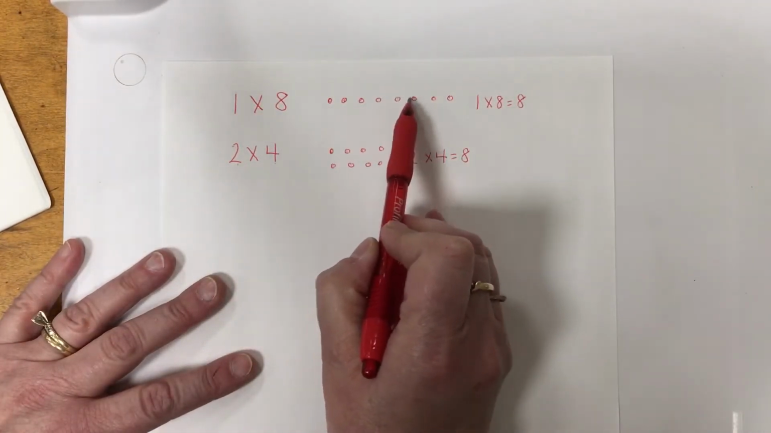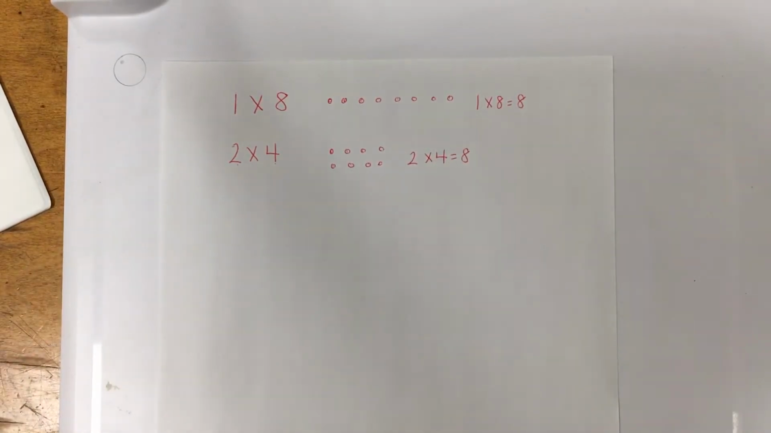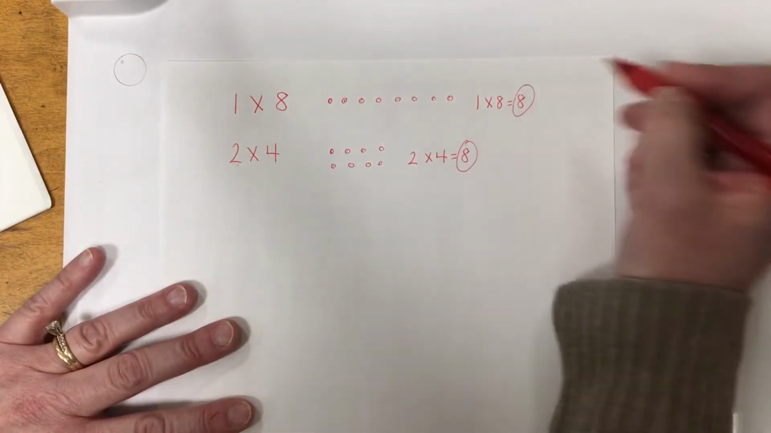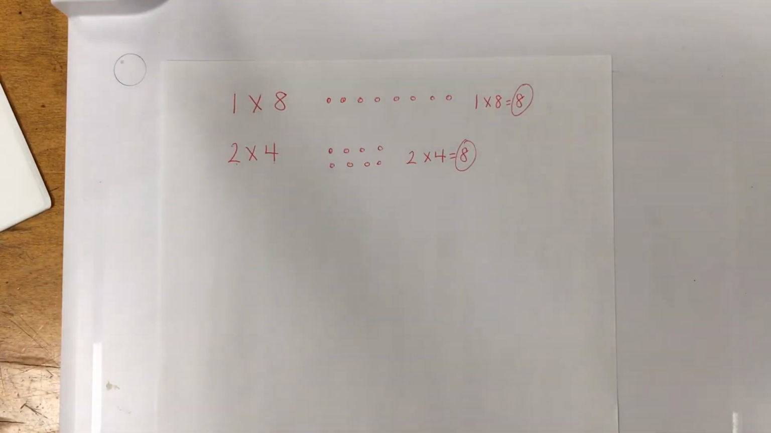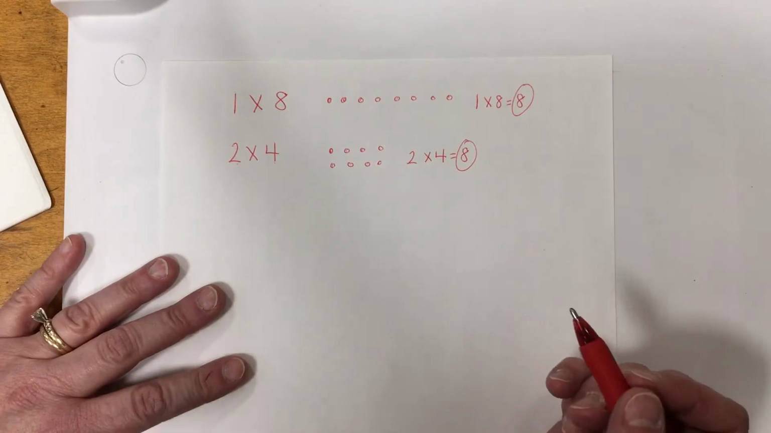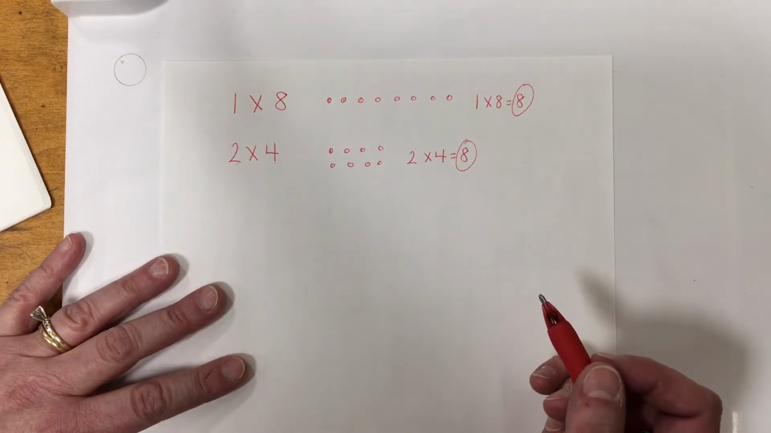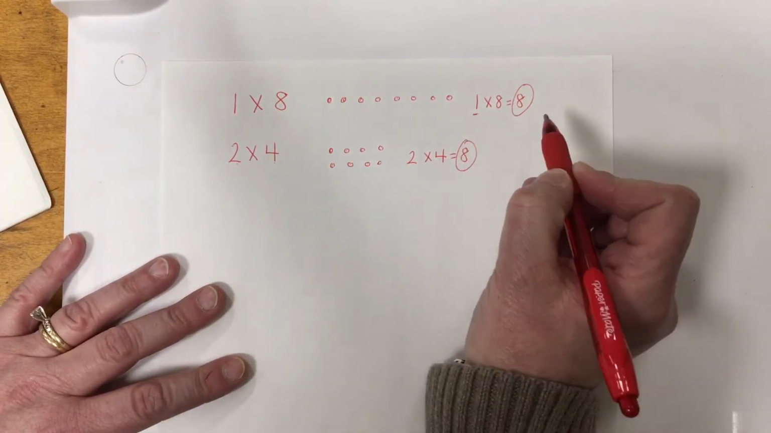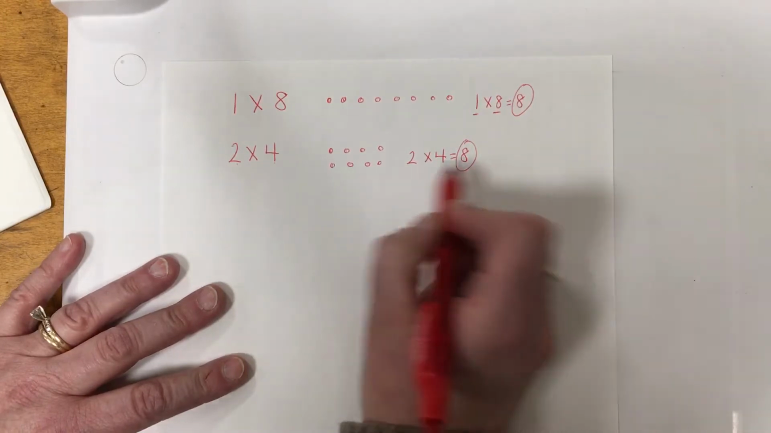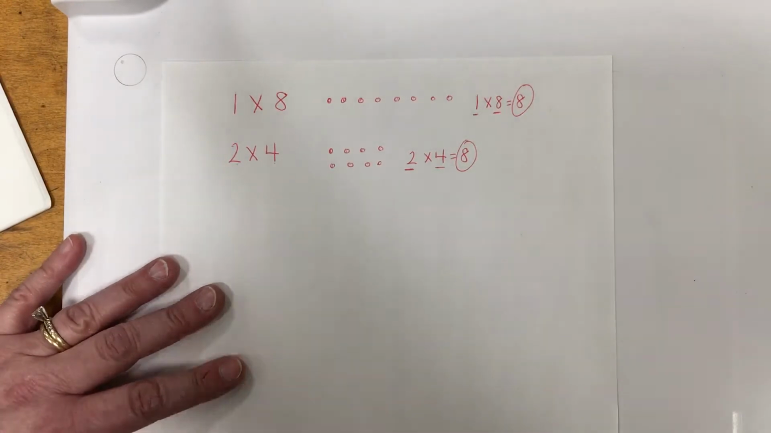1, 2, 3, 4, 5, 6, 7, 8. 2, 4, 6, 8. So both arrays are showing a product of 8. Remember, a product is what we call the answer when we're multiplying. So my factors are the numbers that were multiplied to give a product of 8. So I have 1 as a factor, 8 as a factor, 2 as a factor, and 4 as a factor.